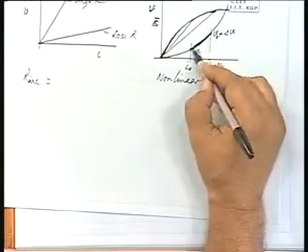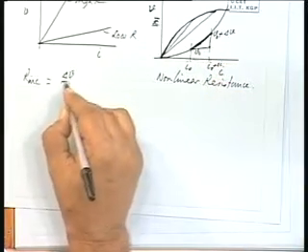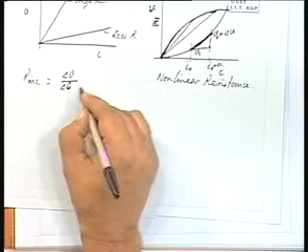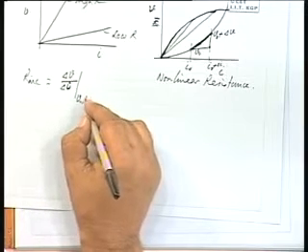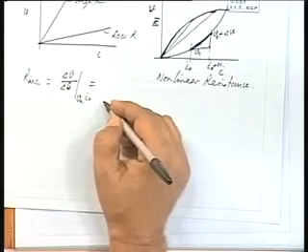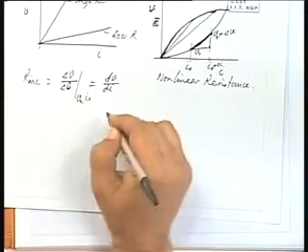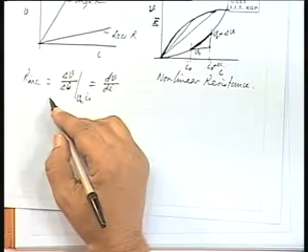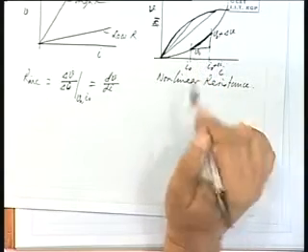So, the slope approximately is delta V by delta I at the working value V naught, I naught. So, this is dV by dI. So, the resistance, incremental resistance, is basically the slope of this VI characteristics at an operating point.